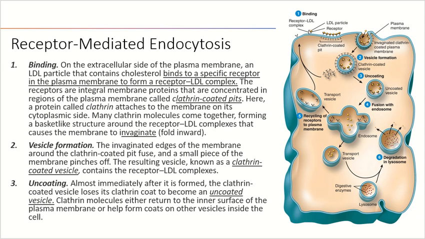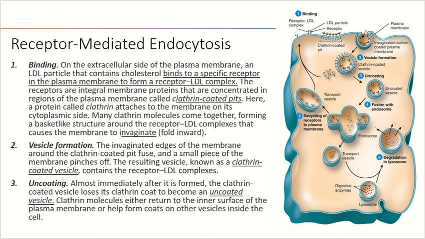Many clathrin molecules are going to come together and form a basket-like structure that we can see here around the outside. These are going to surround the receptor-LDL complex, and it's going to cause the membrane to invaginate, or fold inward. You can see that folding inward occurring here. Next we have vesicle formation. This is when the invaginated edges of the membrane are going to fully fuse with the other parts of the membrane, forming this clathrin-coated vesicle.